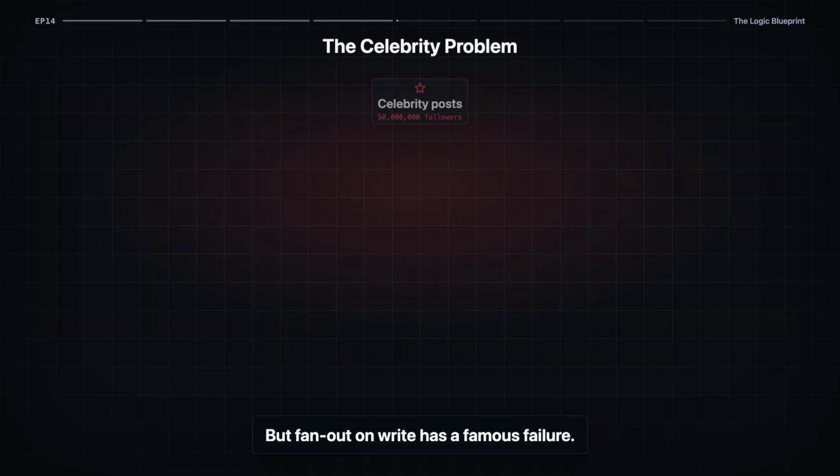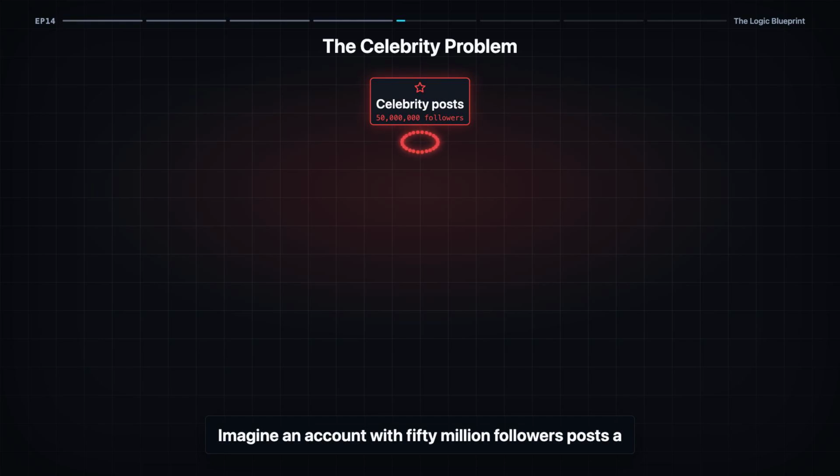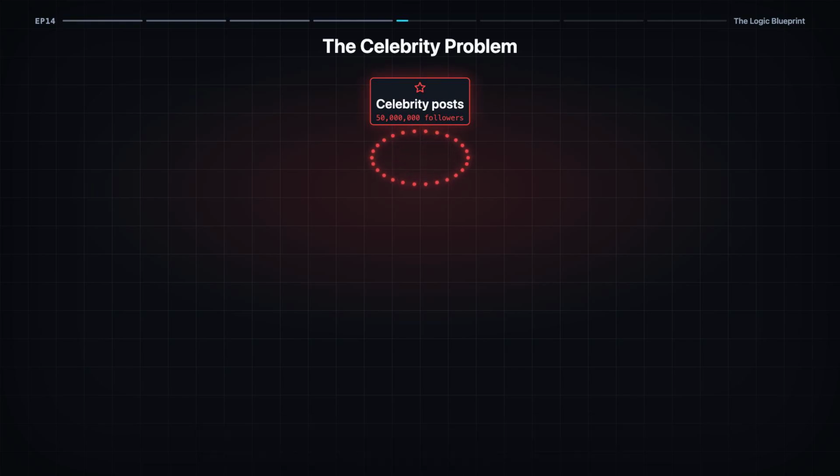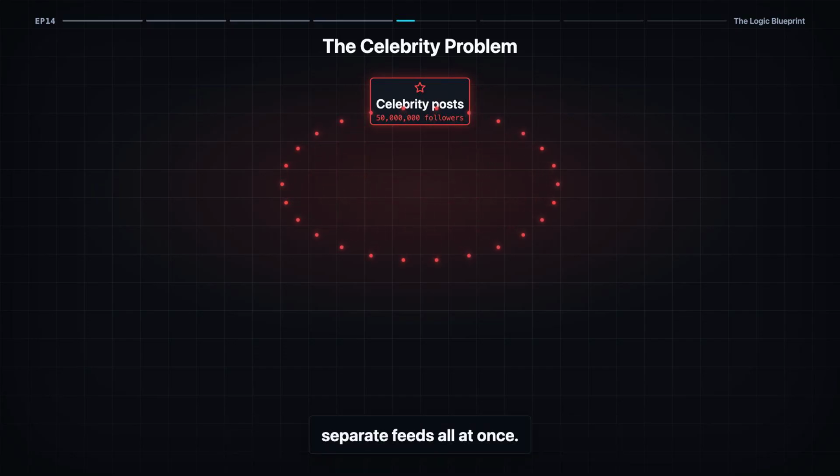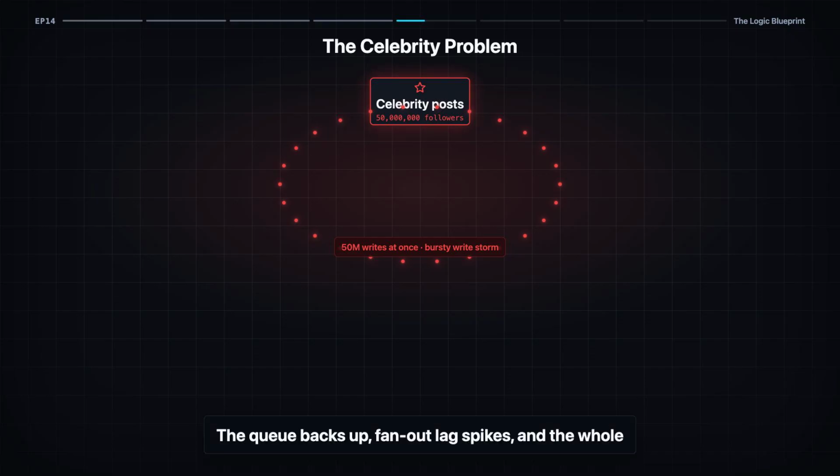But fan out on write has a famous failure. Imagine an account with 50 million followers posts a single photo. Now that one post must be written into 50 million separate feeds, all at once. That is a massive bursty write storm. The queue backs up, fan out lag spikes, and the whole pipeline can fall behind.